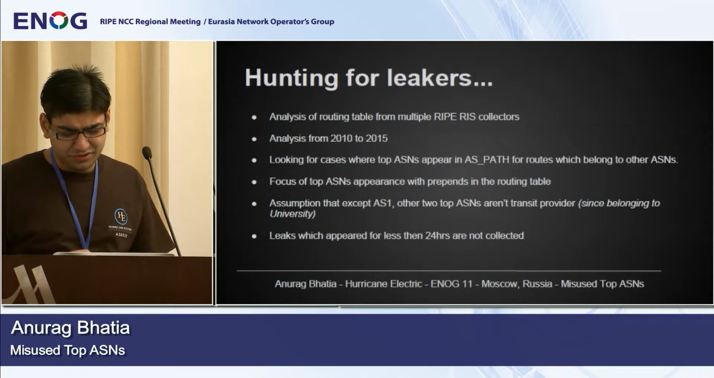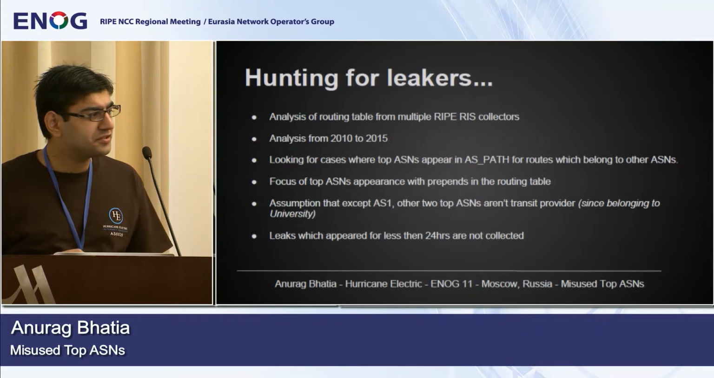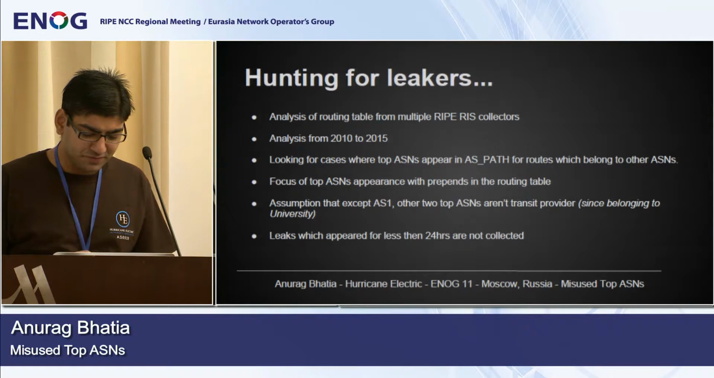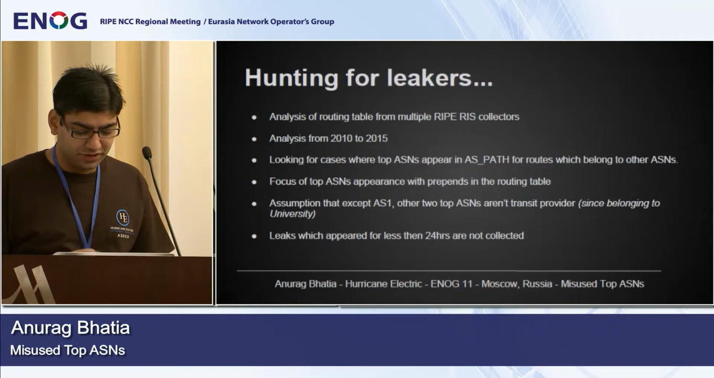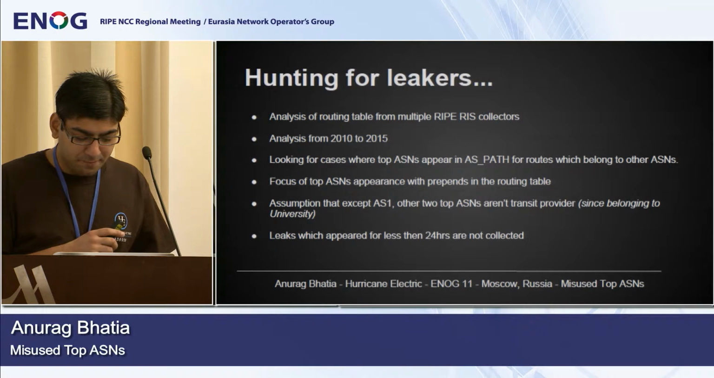I'm quite sure the pattern does exist with other ASNs as well, like AS4, 5, 6, up to a few of the top ASNs. But with 1, 2, and 3, it was significant. So we just stuck the study to these. We did not go further with the other ASNs.